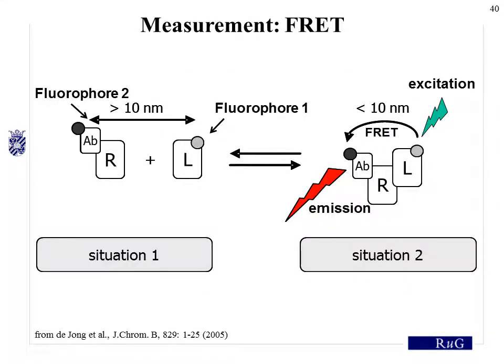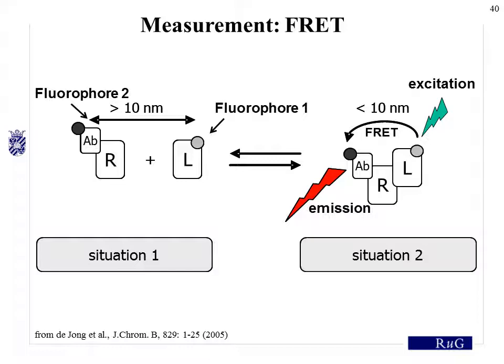In this schematic we see how FRET can be used to measure the interaction between a receptor and a ligand. The receptor is indirectly labeled with a fluorescent antibody. This is done to avoid having to label the receptor directly. As you may remember, receptors are difficult proteins to produce and even more difficult to label and keep in an active form. That is why often for assay development we resort to labeling the antibody. The ligand is directly labeled with fluorophore-1.